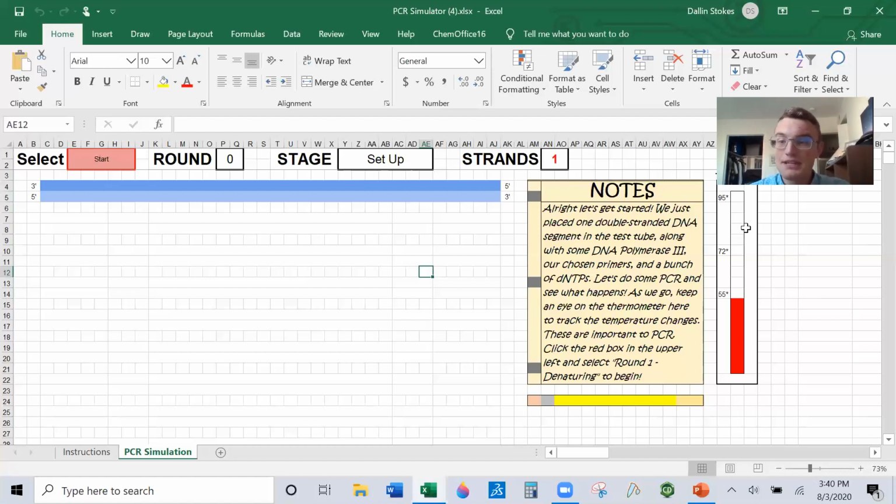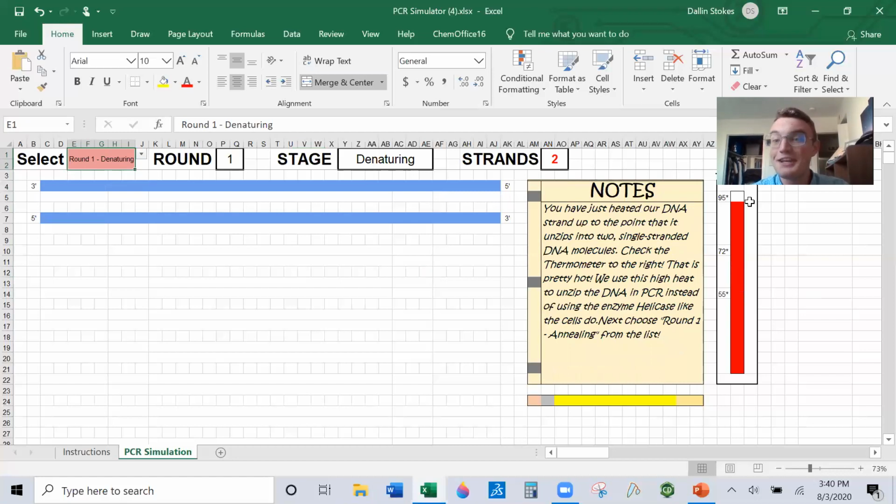When we heat it up to 95 degrees, so let's heat it up to 95 degrees here, this is in Celsius, by the way. 95 degrees Celsius is pretty close to boiling for water. Water boils at 100 degrees Celsius, so just keep that in mind.